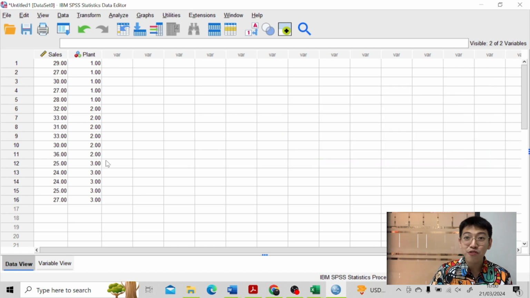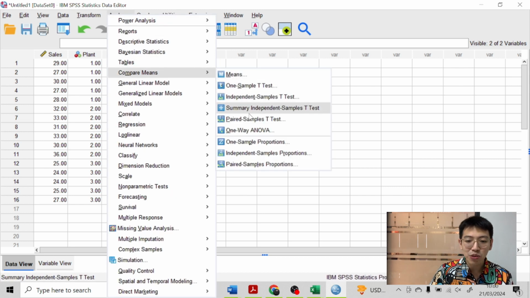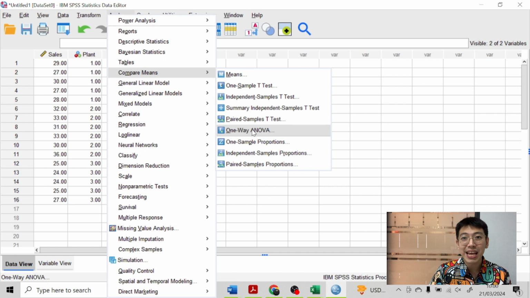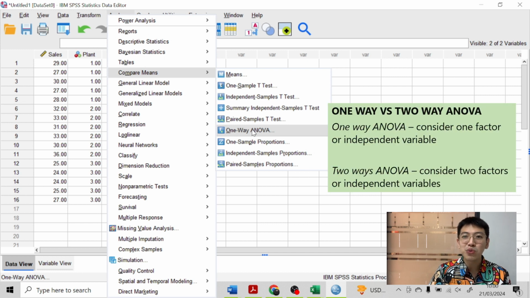Now let's perform the ANOVA test in SPSS. These are the steps: analyze, compare means, and one-way ANOVA. So actually, guys, there are one-way ANOVA and two-way ANOVA. One-way ANOVA is used if we want to compare more than 2 groups, at least 3 groups, and considering one factor only. In this case, we are only considering the plant factor, one factor only. For two-way ANOVA, you consider 2 factors. For example, you want to know the effect of gender and intensity of training on weight loss. We can use two-way ANOVA. In this video, we will only discuss one-way ANOVA.